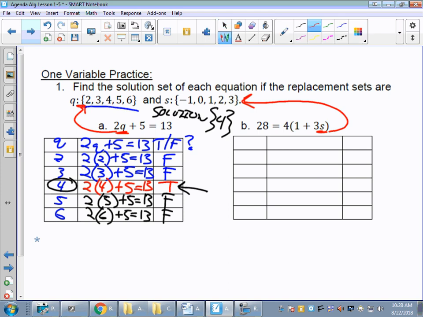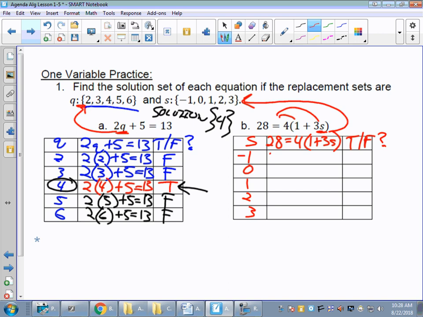Okay, so let's go ahead over and work on this next set over here, letter B. So again, I'm going to put my S value here, and over here is going to be my true or false. See what I get there. And then in the middle, I'm actually going to go ahead and do this math. 28 equals 4 times (1 plus 3S). And now you could distribute early if you wanted to, and you can always distribute through, or you can just do the parenthesis math as we go. So let's fill out our S numbers here. We've got -1, 0, 1, 2, and 3.